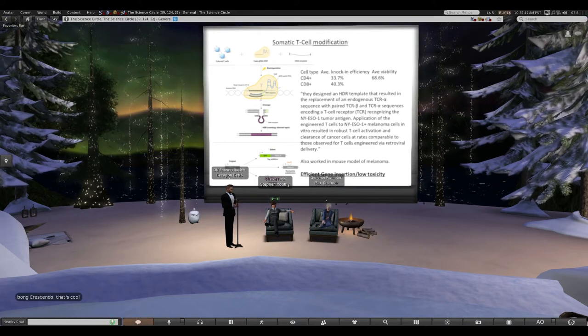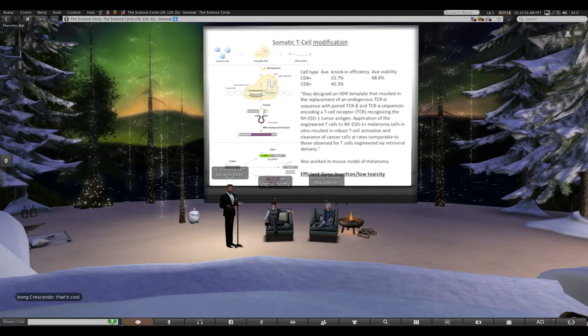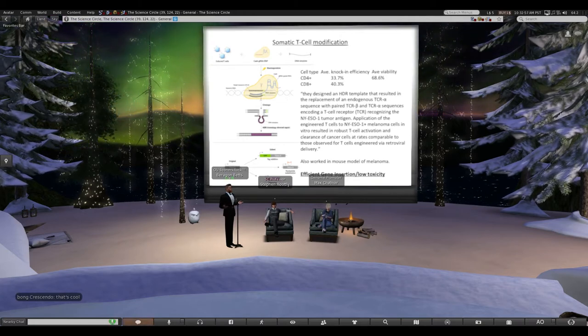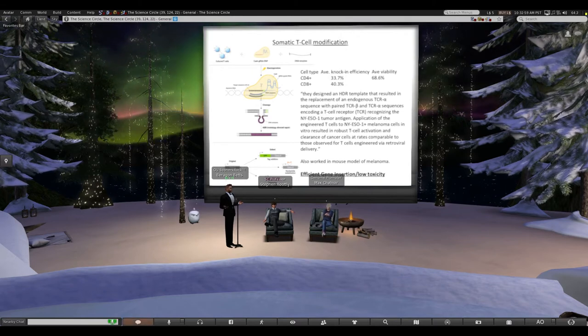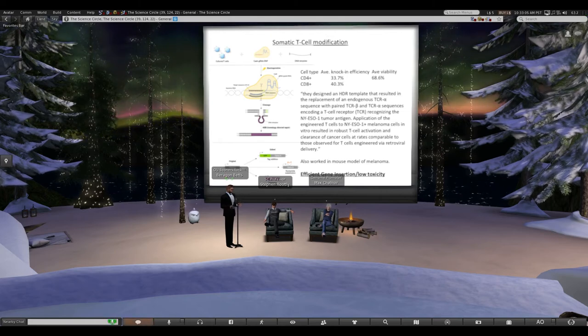Any comments from Max or the audience? I noticed that the slide says that it clears cancer cells at rates comparable to those observed for T cells engineered via retroviral delivery. Can you kind of help us put that in context a little bit?